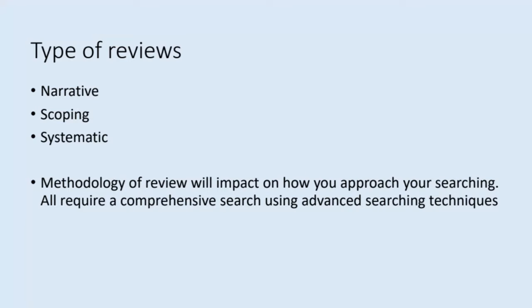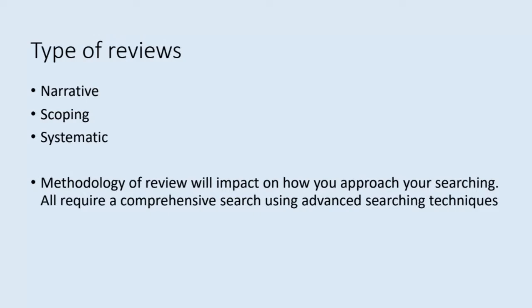People often confuse systematic reviews with systematic searching. So systematic searching is the more general term used to describe doing a comprehensive literature search. And what you will be doing is a comprehensive literature search, although you may not be doing a systematic review.